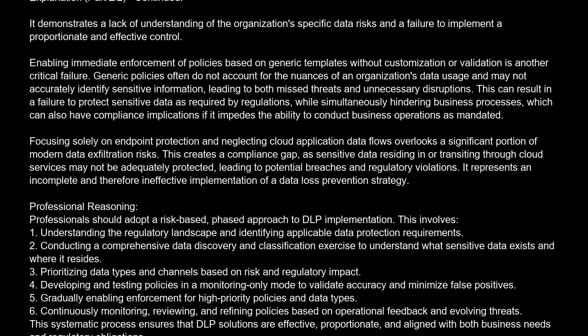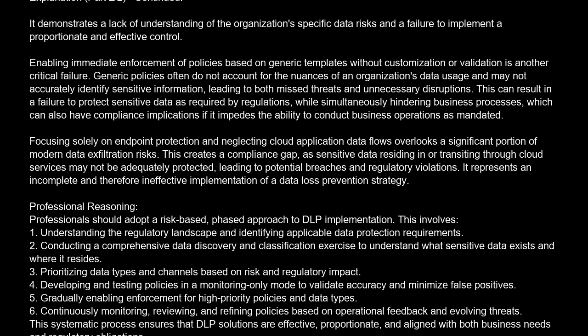Focusing solely on endpoint protection and neglecting cloud application data flows overlooks a significant portion of modern data exfiltration risks. This creates a compliance gap, as sensitive data residing in or transiting through cloud services may not be adequately protected, leading to potential breaches and regulatory violations. It represents an incomplete and therefore ineffective implementation of a data loss prevention strategy.